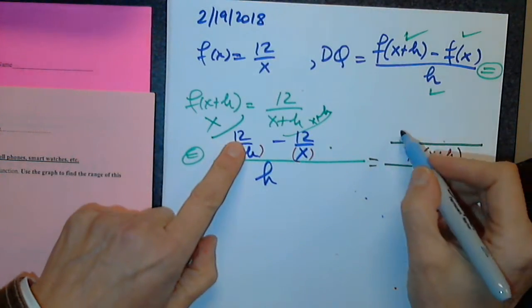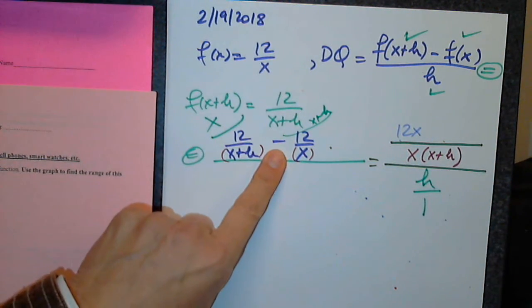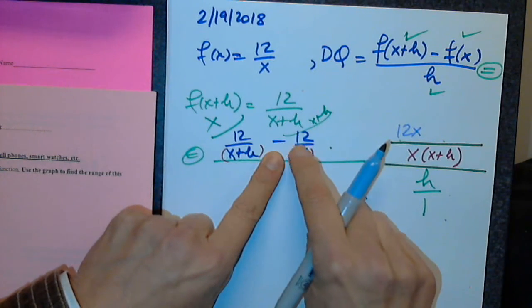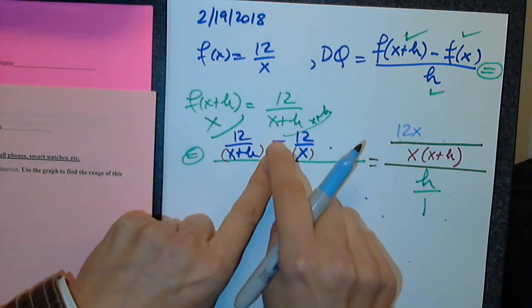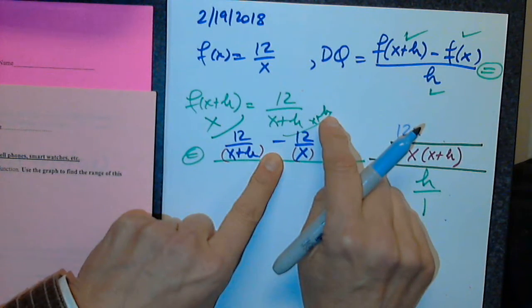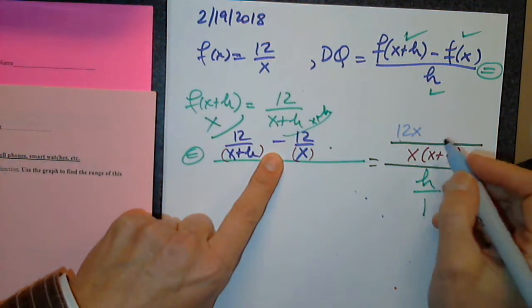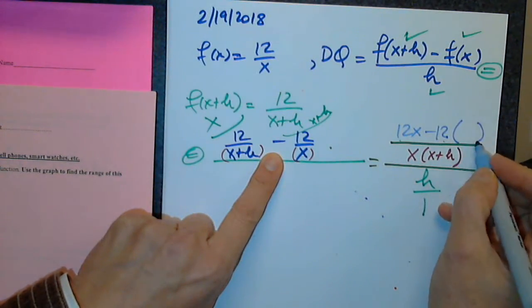Please dictate the numerator of the top. Very good. From here I have 12x minus 12 times x plus h. Careful. Minus 12, then you have to say parentheses, or you have to say minus 12h. Which one is it? Okay, so then minus 12 and parentheses.